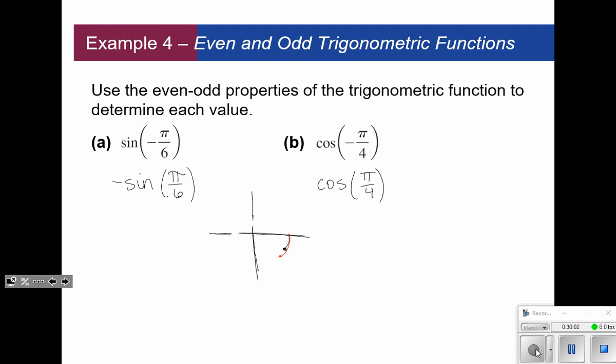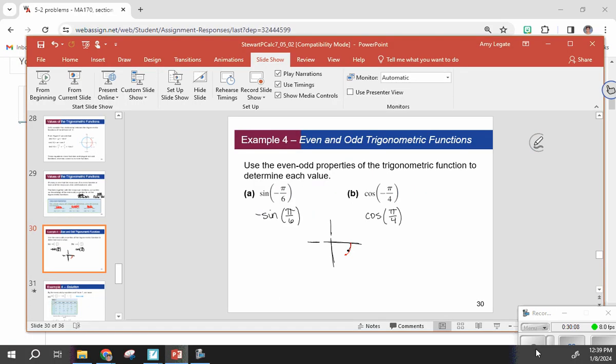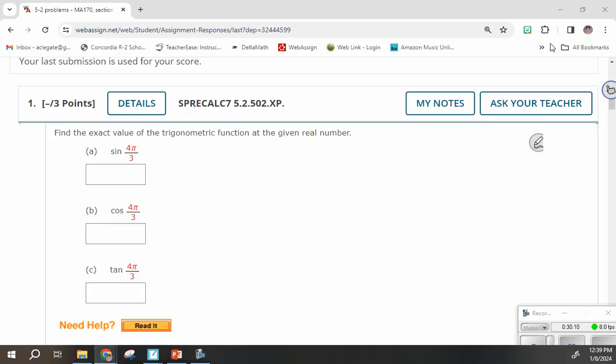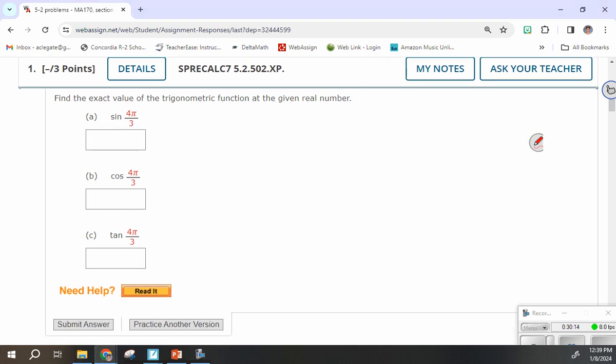Everybody okay so far? We're going to do some of your homework problems now. Okay. Let me get to homework here. So it says, find the exact value of the trigonometric function at the given real number.